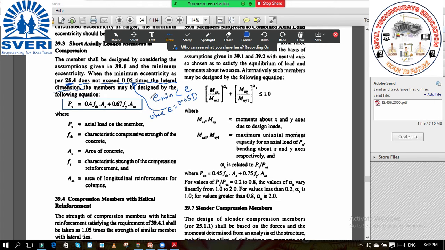If this condition is satisfied, if your e minimum is less than or equal to 0.05 D or e, then you can use this formula. What does this formula say? Pu, that is the axial load on the member. Pu is equal to 0.4 fck into Ac.